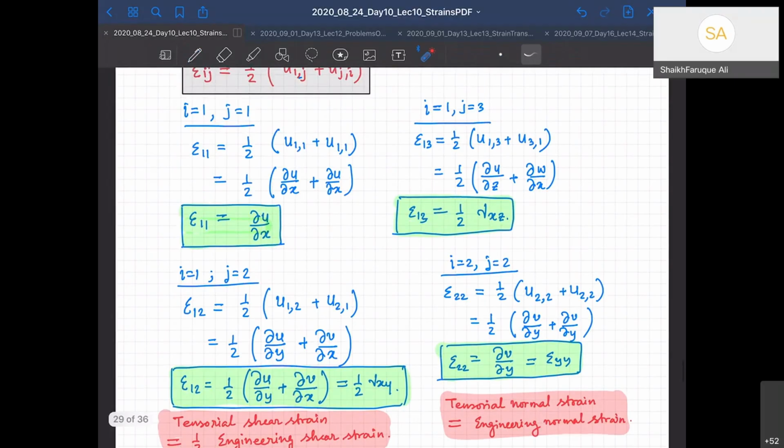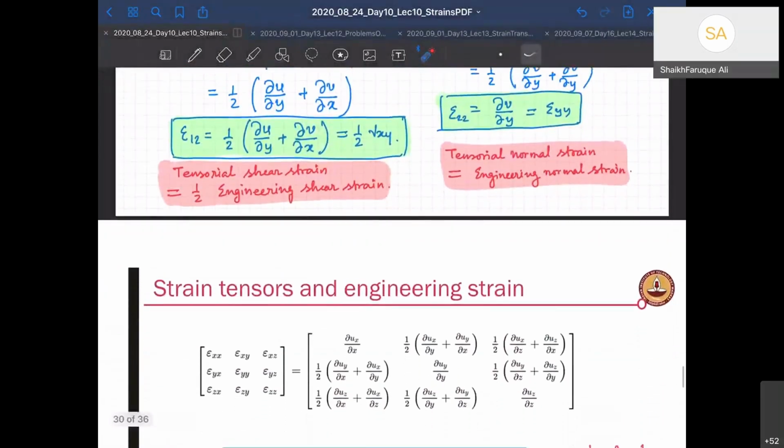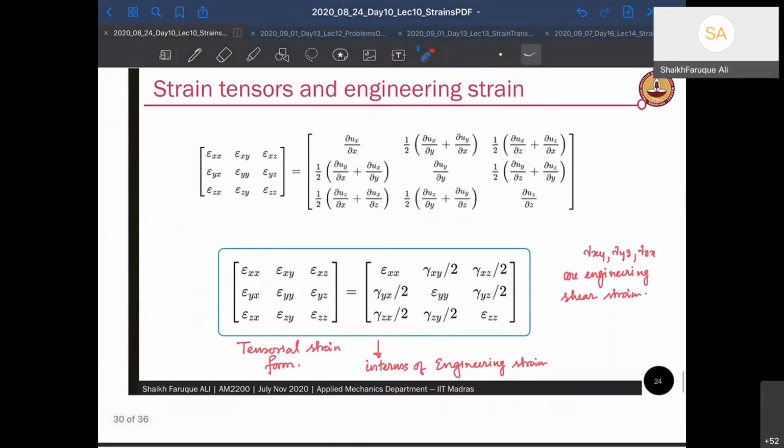So please go through this part. I've explained the previous page, so this page should be easy for you to understand. You just have to plug in these values from the previous page and you see what happens here. So this is a relationship between engineering strain and tensorial strain. So epsilon xx remains epsilon xx, epsilon xy goes to gamma xy by 2.